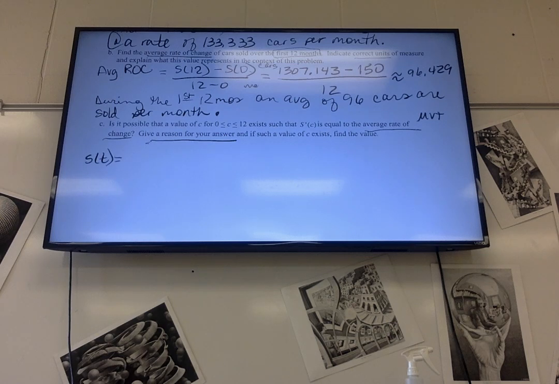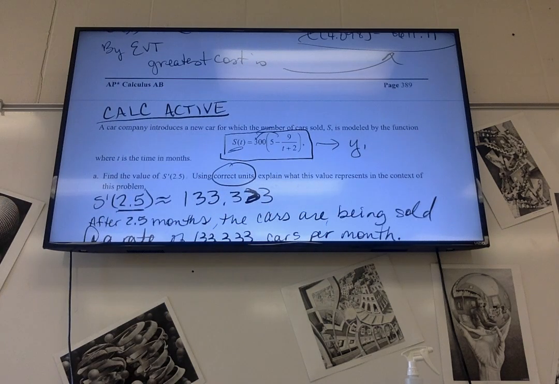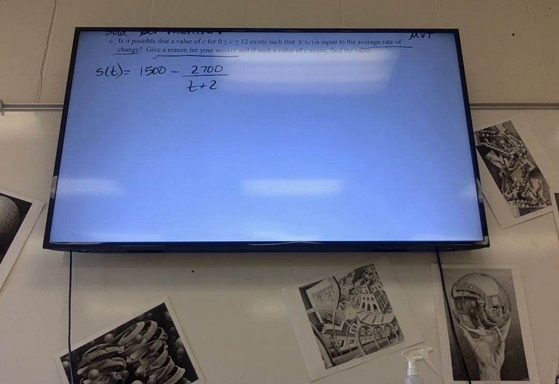S of t is 1500 minus 2700 over t plus 2. I just distributed the 300 that was up here. We'll do this one by hand. Why? Well, because you have to. Well, no, you really don't have to. I'm going to write it like that so we don't have to do the quotient rule.